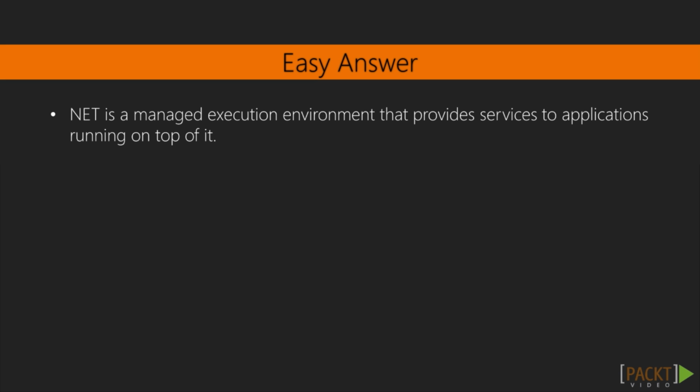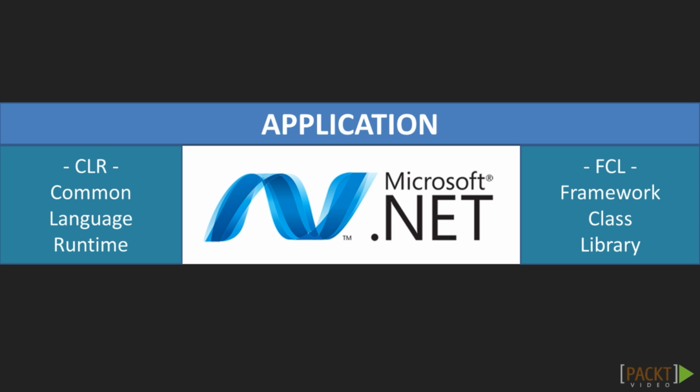Now, I like to think of straightforward answers rather than wordy ones. So for example, if you were asked in an interview what .NET was, I would answer as straightforwardly as: .NET is a managed execution environment that provides services to applications running on top of it. That's it. And if they wanted to dig in a little bit deeper, then that's when you can say that it's made up of two major components, the CLR and the FCL. And those stand for the Common Language Runtime Environment and the Framework Class Library.